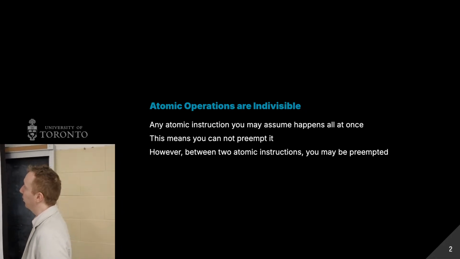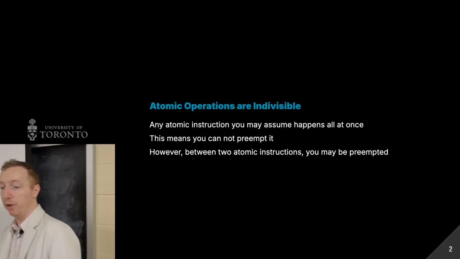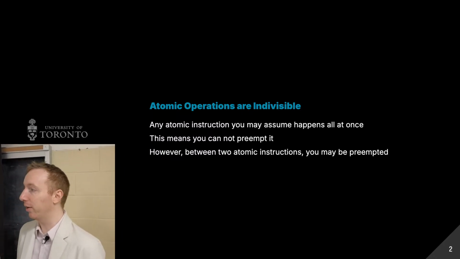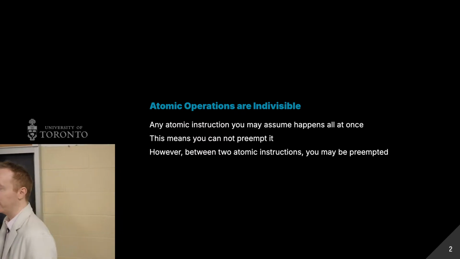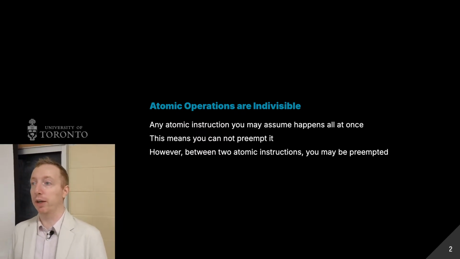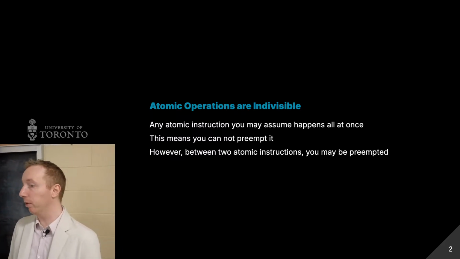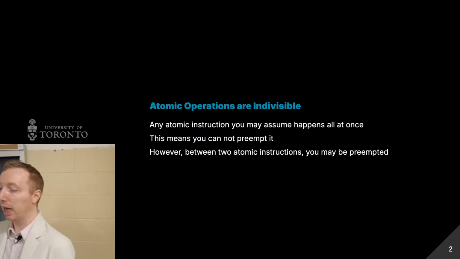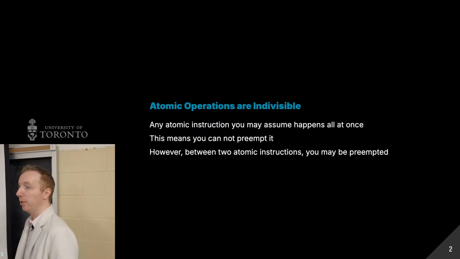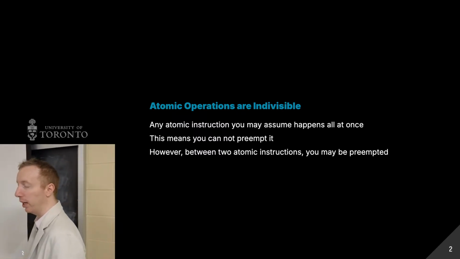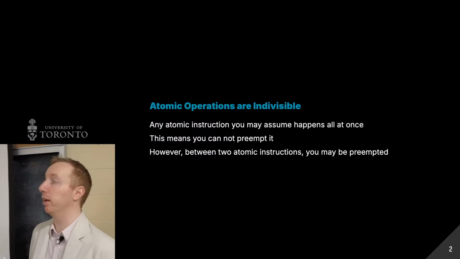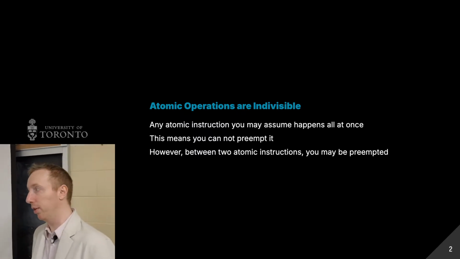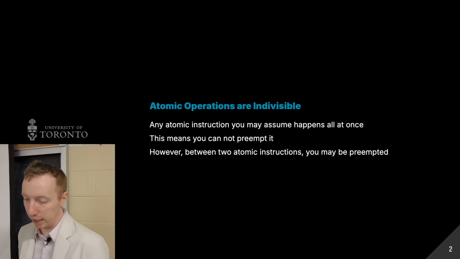So to begin talking about how to do it properly, we have to talk about atomic operations. Atomic operations aren't fun physics or anything like that. They are just operations that are indivisible. So they either happen or they don't. There's no in between. You assume any atomic instruction happens all at once, meaning you cannot preempt it. You can't do anything concurrent, you can't switch away from it. It either happens or it doesn't. But between two atomic instructions, you may be preempted, so you may switch which thread is currently executing.